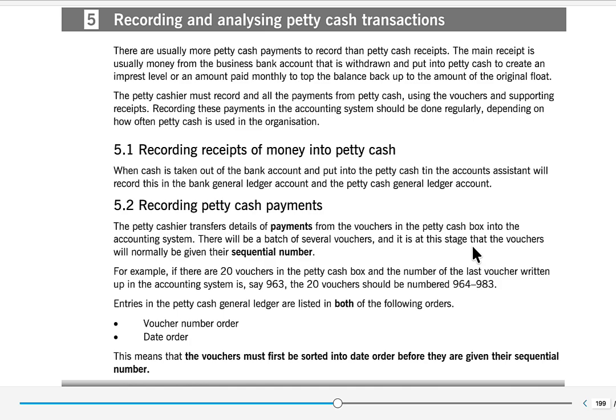We take the information from each petty cash voucher, then we record it into the accounting system. We do it voucher by voucher, payment by payment, transaction by transaction.